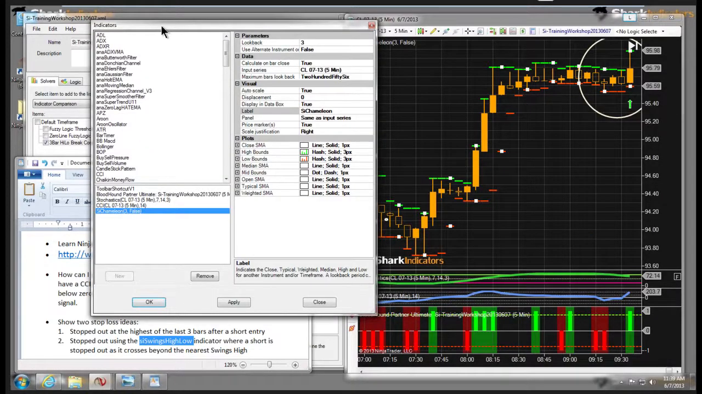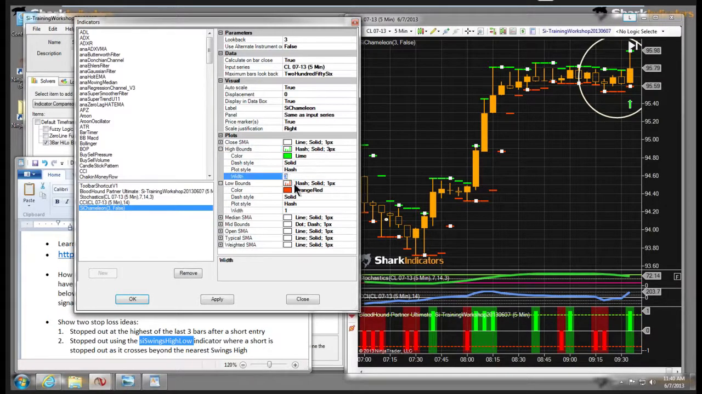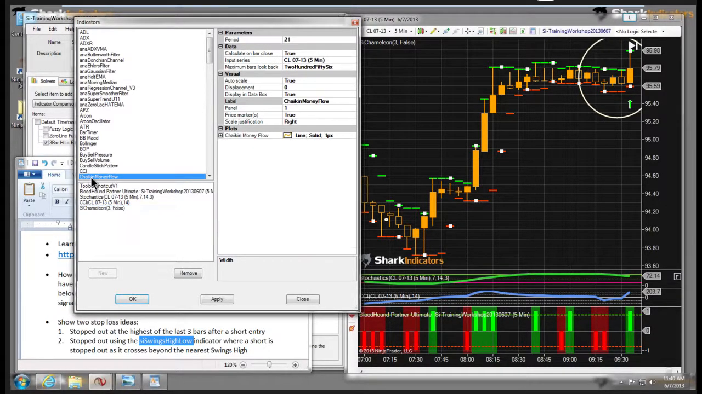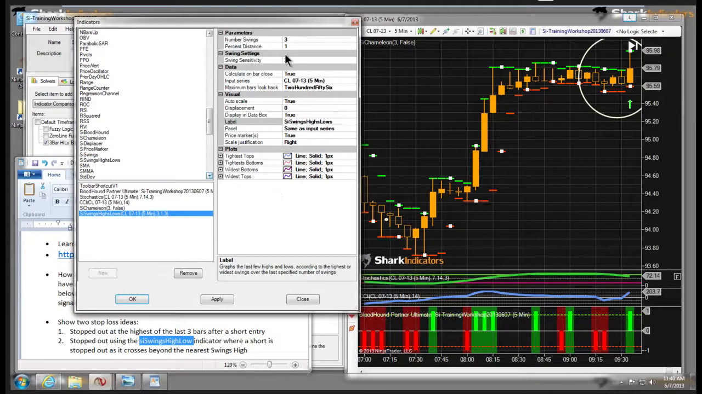Alright, so let me rearrange the indicators on the chart. And let's see, what do I want? I'm going to just put these in the background here. And I'll put the SI swing high-low on the chart. Alright, and I'll just use the default settings here.